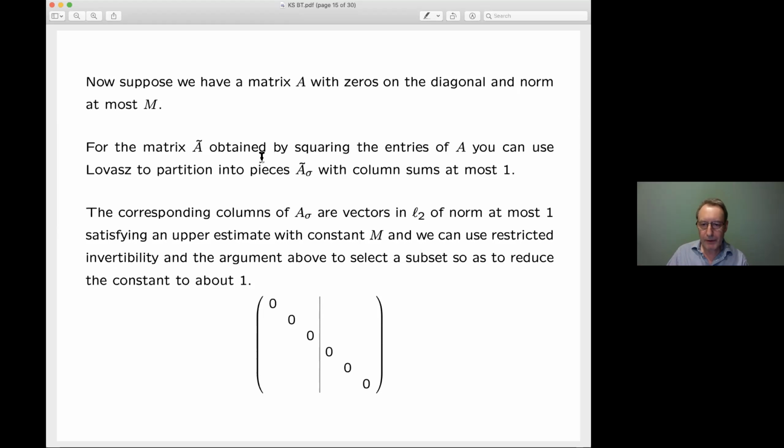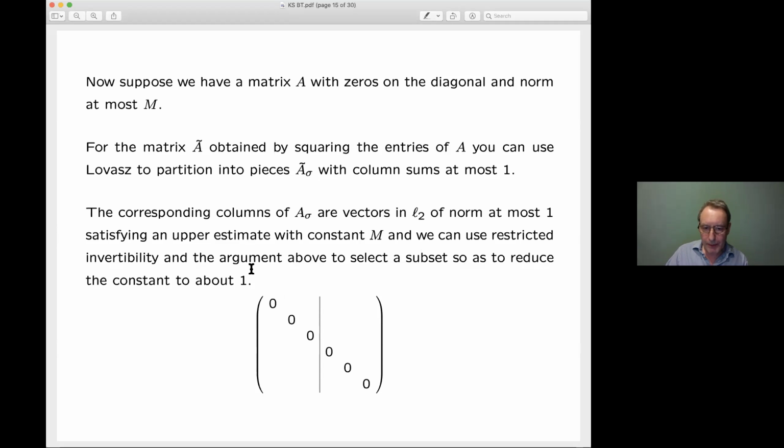So we know that the rows and columns of this matrix we get by squaring have sums at most m squared. Yeah, I'm taking the square, so at most m squared. And so we can apply Levasse, partition into pieces, so that when we look at the restrictions, the column sums of these pieces are at most 1. So I've cut down here so that we now have columns which are at most 1.